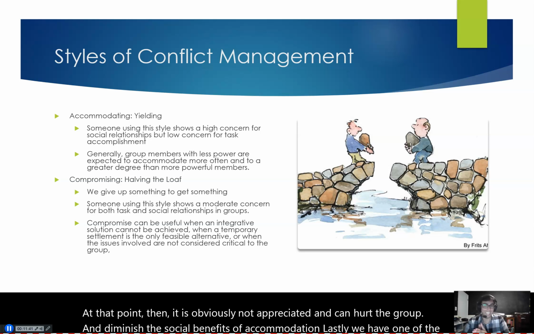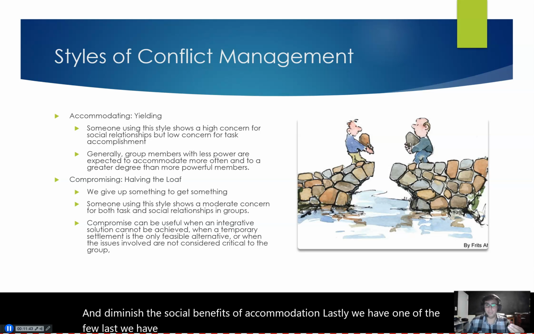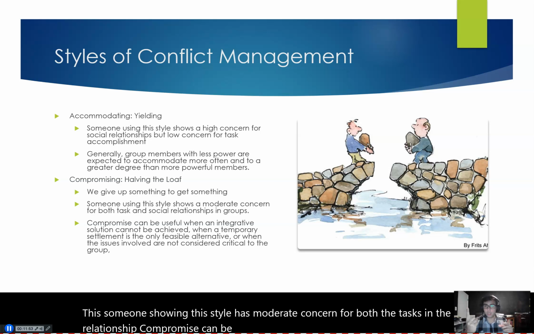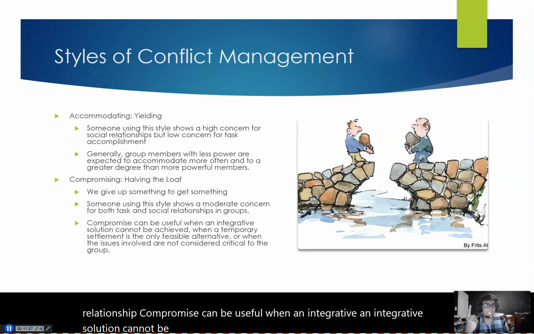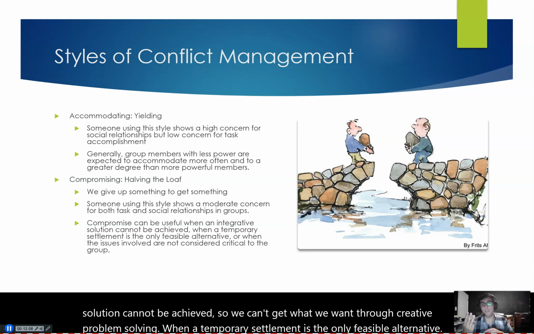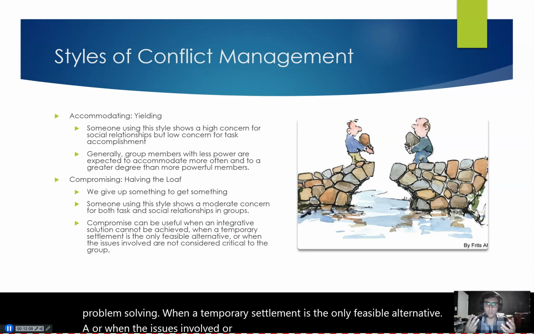Lastly, we have compromising. We give up something to get something. Someone showing this style has moderate concern for both the task and the relationship. Compromise can be useful when an integrative solution cannot be achieved, so we can't get what we want through creative problem solving. When a temporary settlement is the only feasible alternative, or when the issues involved are not considered critical to the group.